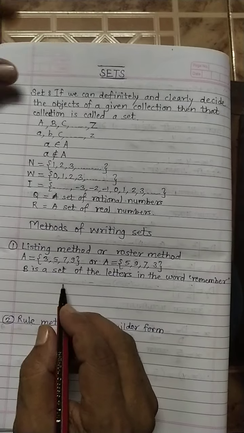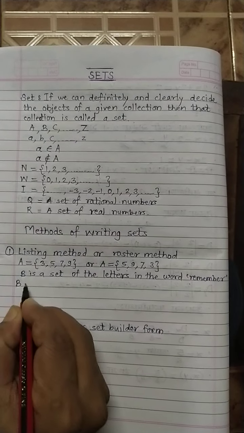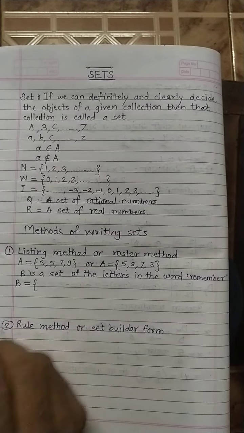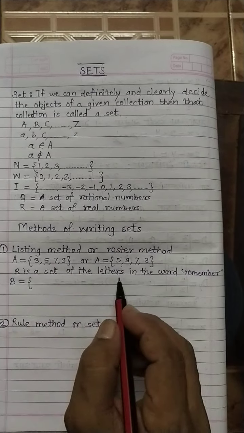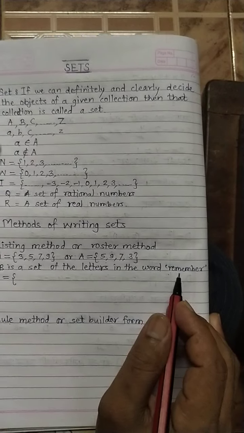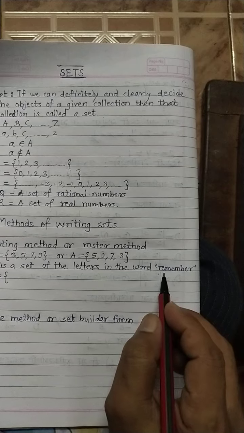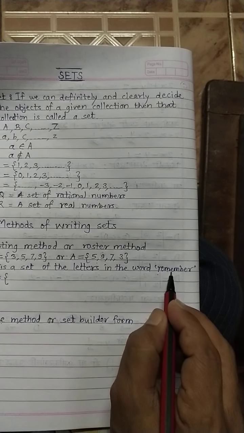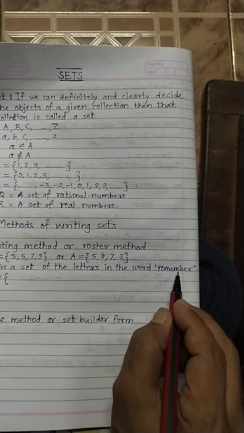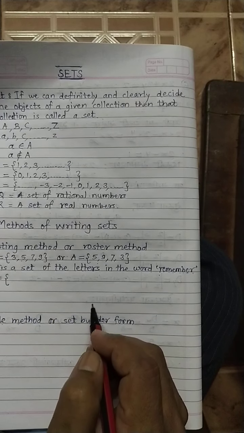How can we write this set? Let us see. B is equal to, write in curly bracket is most important. Now we have to see which letters are in the word remember. R, E, M, E, M, B, E, R. These are the letters used in the word remember.